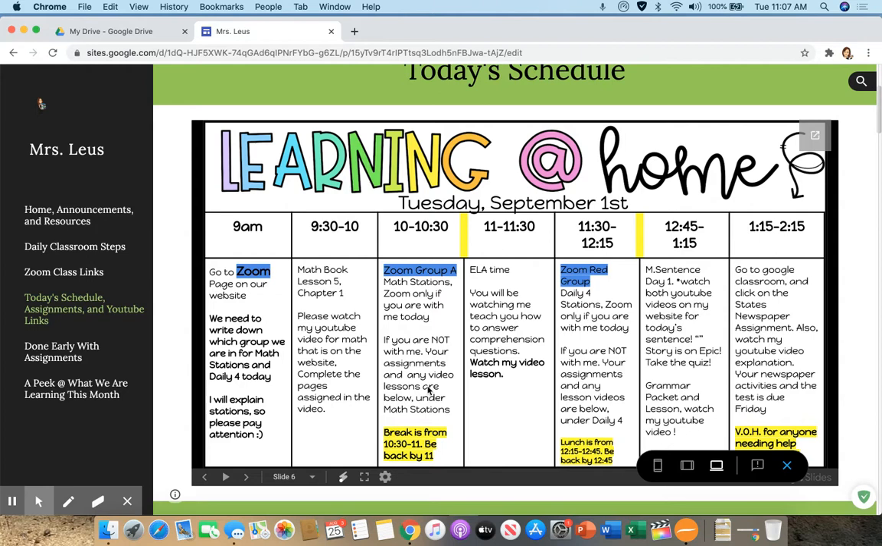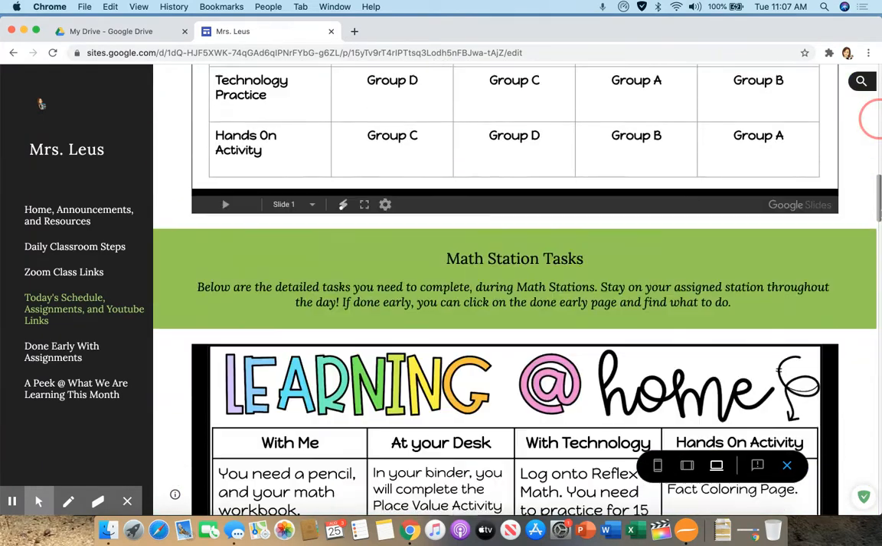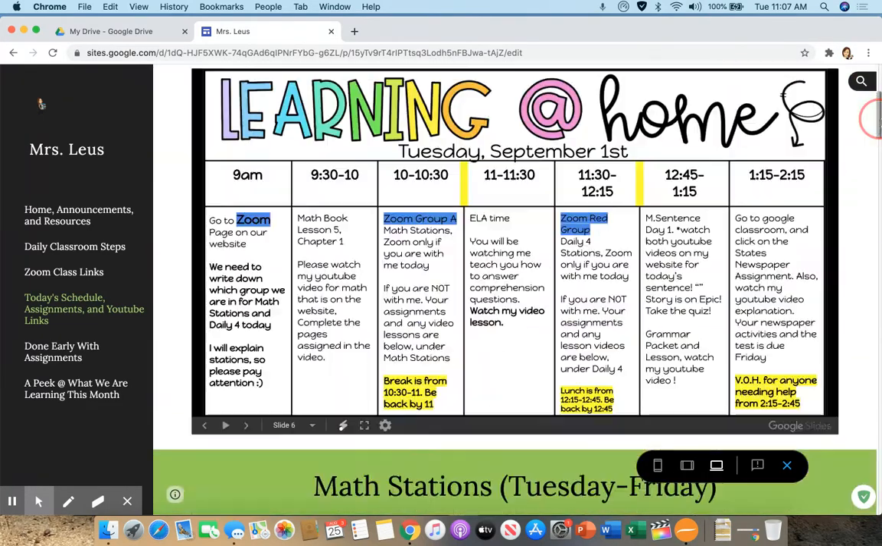I'm going to say that one more time just so you know, because I know this is all new for us as we get used to this. At 10 o'clock, you're going to stop your math book work and go join me if you're Group A. If you're not Group A for math stations, you're going to go see what your assignment is down here for math station tasks. All right?